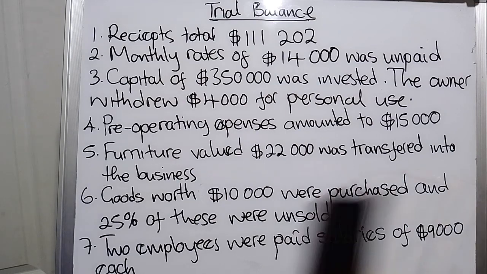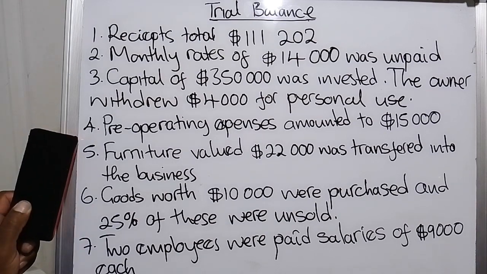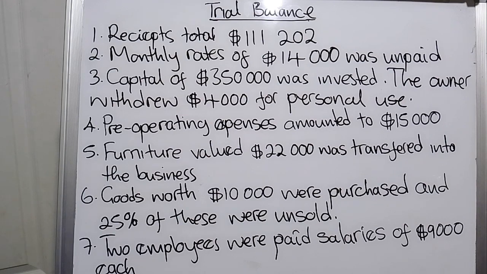Okay, the next statement says the owner withdrew $4,000 for personal use. These are drawings, so we debit drawings and also credit the bank account where the money is coming from. Then you also have statement number 4.